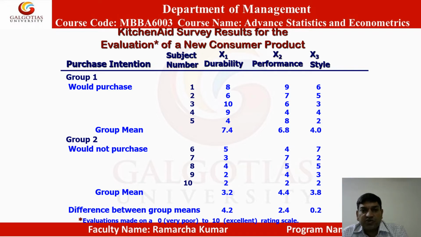For x1 and x2, the group means are 7.4 and 3.2, and 6.8 and 4.4, so the differences are 4.2 and 2.4. For x3 the group means are 4 and 3.8, so the difference is much less, just 0.2. The evaluation is made on a 0 to 10 scale, where 10 is excellent and 0 is a very poor rating. On the basis of these three variables, x1, x2, x3, we are going to say that 1, 2, 3, 4, 5 are likely to purchase, and 6, 7, 8, 9, 10 are not likely to purchase this product.